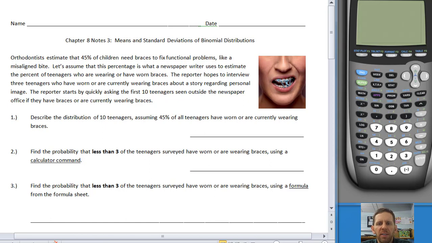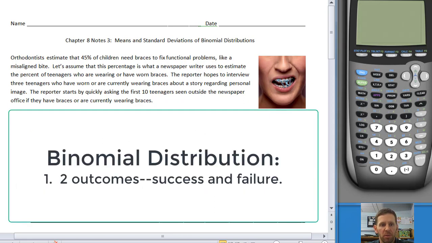Now, usually when it says describe the distribution, we're thinking SOCS: shape, outliers, center, and spread. However, this distribution is special because it sounds like it meets the 4 components of a binomial distribution. Now, you might remember the 4 components. Binomial means 2, so there are 2 outcomes, success or failure. So either a person is wearing braces or they aren't.